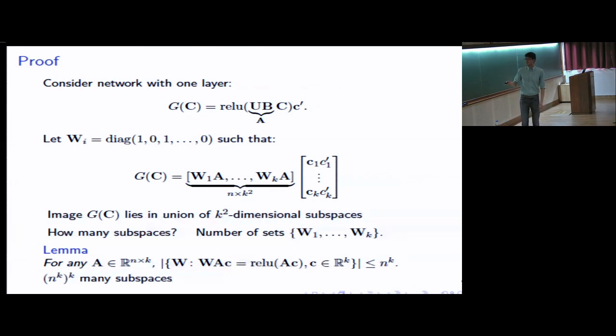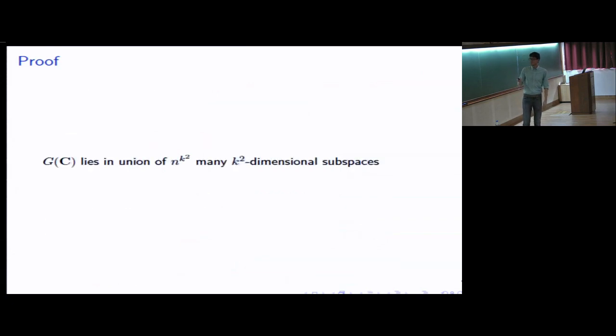It turns out that if you hand me some matrix in n by k, and I ask what are all of the different sign patterns I can get by hitting a ReLU on A times an arbitrary vector, well, that ends up being n to the k. And so here there are k columns. And so if there are n to the k choices per column, then there are n to the k squared total choices. So what this means is that the output of this deep decoder lies in the union of n to the k squared many k squared dimensional subspaces. So at this point, a straightforward union bound will hand you the worst case performance you could get.